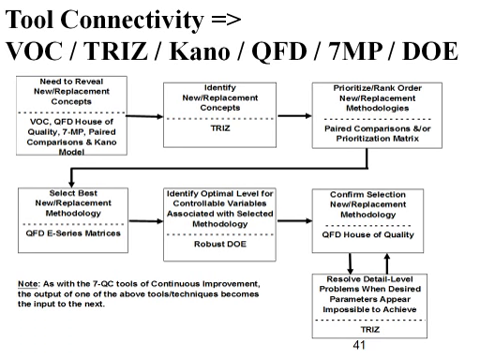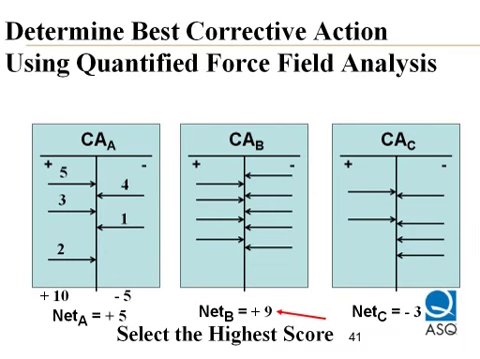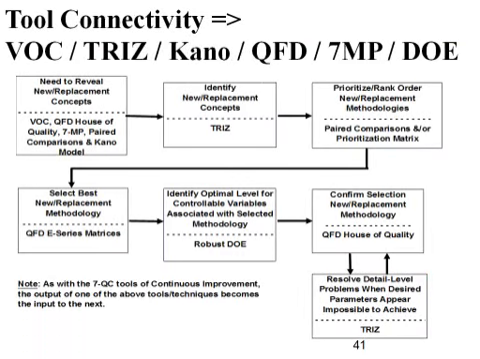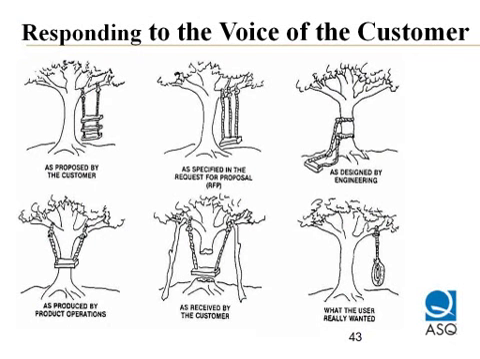And there's a note there at the bottom left. If you haven't already looked at it, it says, as with the 7 QC tools of continuous improvement, the output of one of the above tools or techniques becomes the input to the next. And that's making the connection. Some of you have seen this before, others that may be new to you.